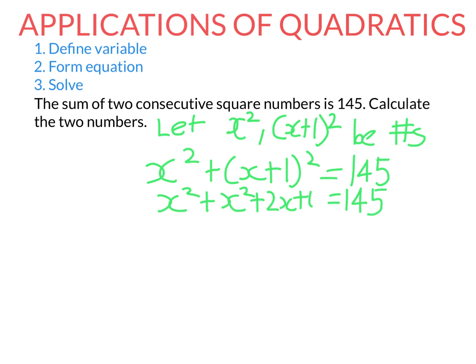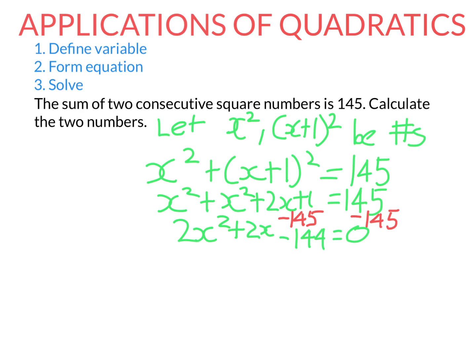So remember, to solve a quadratic equation, whichever method you're using, it requires you to have one side equal to 0. So I'm going to collect the like terms, x squared plus x squared, and I'm going to subtract 145 from both sides. That will make sure that one side is equal to 0. So of course 1 minus 145 gives us negative 144. All right, how do I solve this?